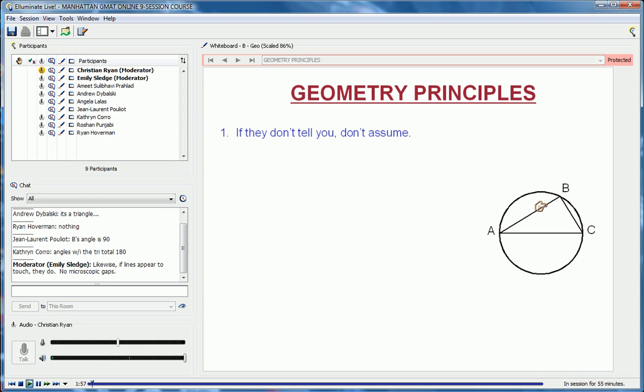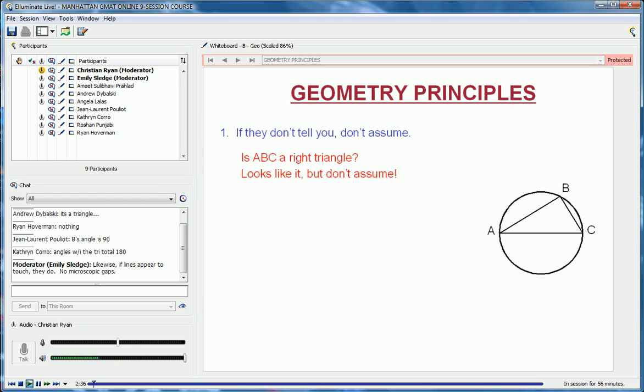But on Jean Laurent's point, we don't actually know that this is 90 degrees, even if it looks like it is. So do not assume that that's a right angle. Okay? But Emily brings up something similar to my point about the straight lines. Lines that look straight actually are straight. Straight lines or curves that appear to touch actually do touch. They're not that much jerks, so to speak.